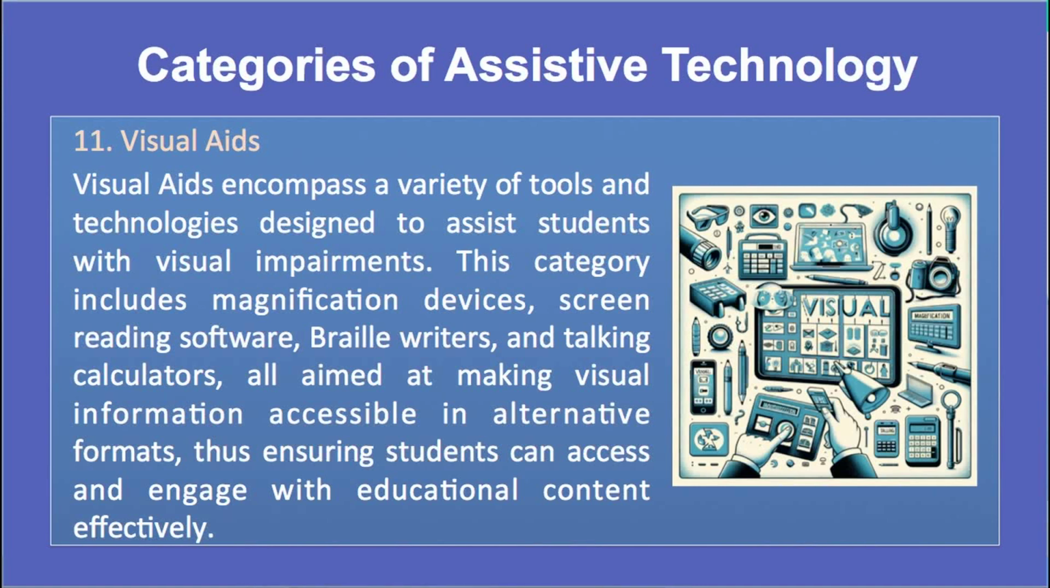Visual aids. Visual aids encompasses a variety of tools and technologies designed to assist students with visual impairments. This category includes magnification devices, screen reading software, braille writers, and talking calculators, all aimed at making visual information accessible in alternative formats, thus ensuring students can access and engage with educational content effectively.